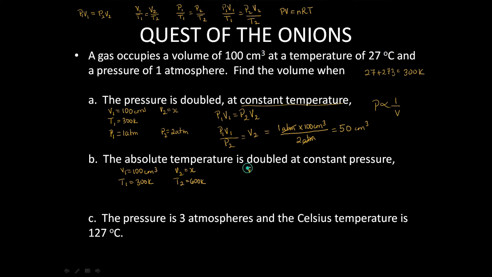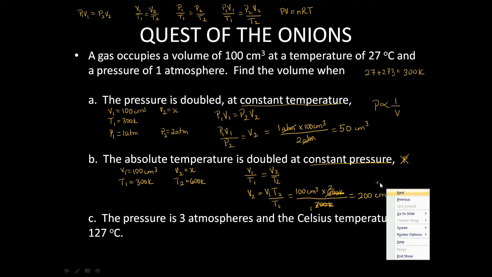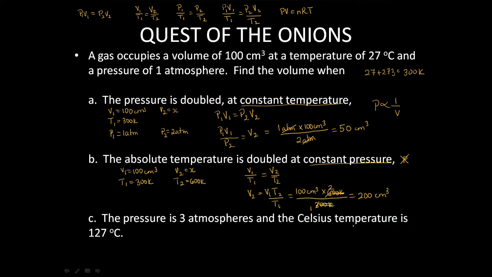And if we use V1 over T1, if you look at it, you see this V and T we're using. So we've got to use this equation, okay? Because pressure is kept constant, so pressure is not going to be present in the equation. V1 over T1 equals V2 over T2, and we want to solve for V2. So V2 is equal to V1 T2 over T1. And substituting, we have 100 centimeters cubed times 600 kelvins over 300 kelvins. That goes twice. So of course the volume increases. If you increase the temperature, the volume would increase.